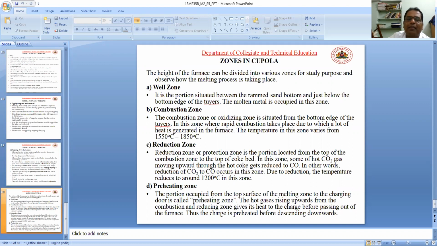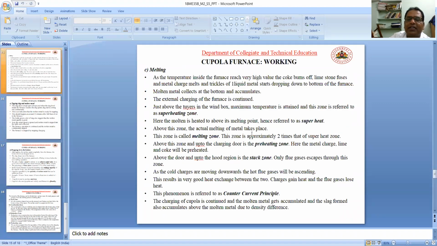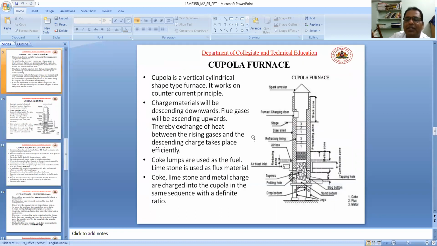Combustion zone. The combustion zone or oxidizing zone is situated from the bottom edge of the tuyeres. In this zone rapid combustion takes place, due to which a lot of heat is generated in the furnace. The temperature of this zone varies from 1550 to 1850 degrees centigrade. It is above the well zone. This is the combustion zone.